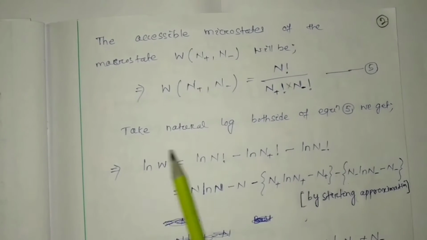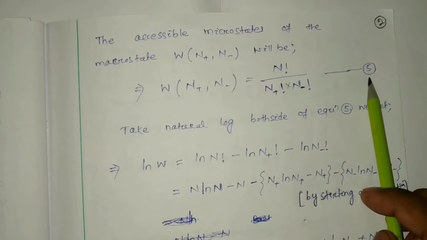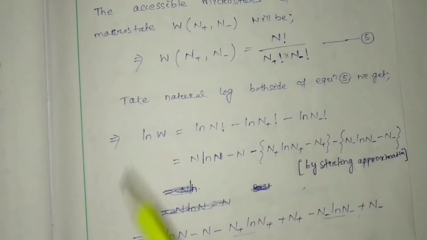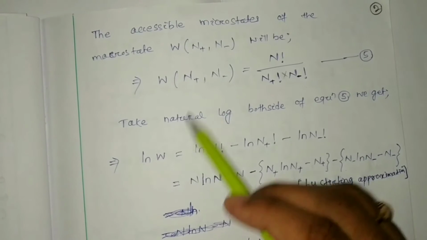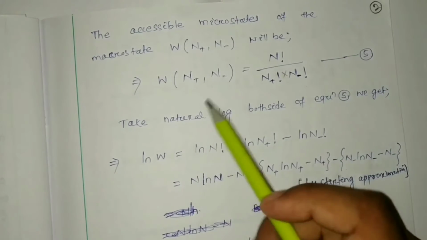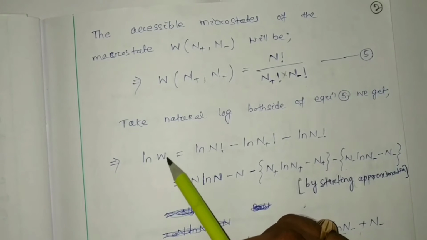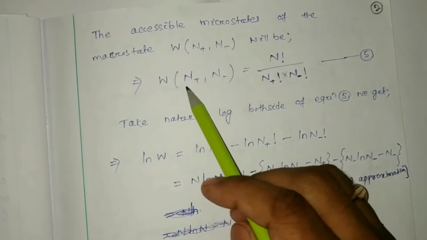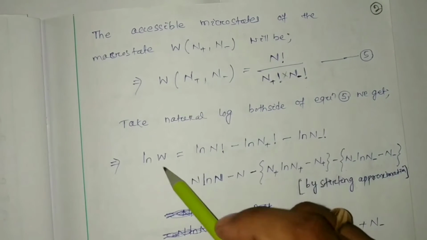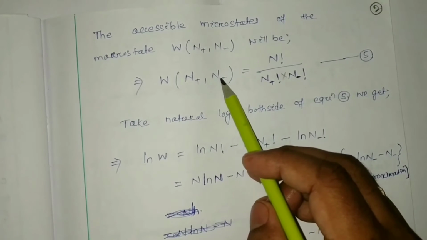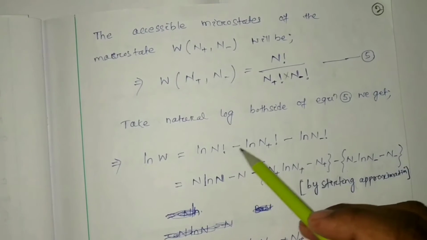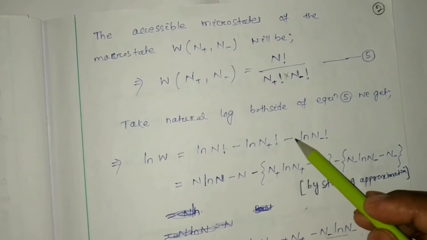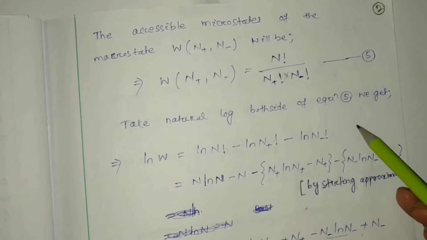Now take the natural logarithm on both sides of equation number 5. On the left-hand side it will be ln W(n plus, n minus). I have not written the arguments, but W is a function of n plus and n minus, belonging to the macrostate (n plus, n minus). This is equal to ln N factorial minus ln n plus factorial minus ln n minus factorial.